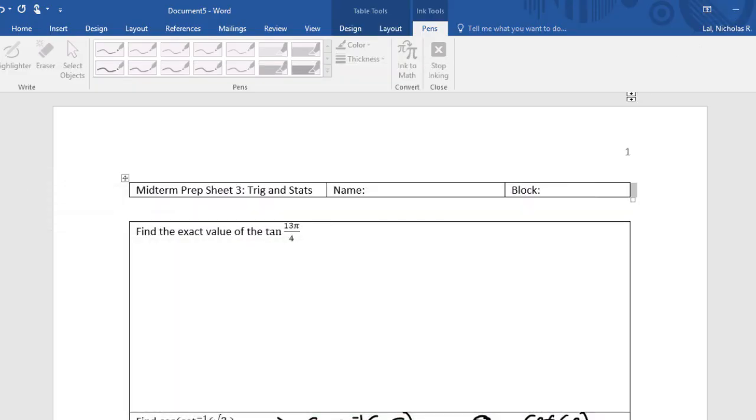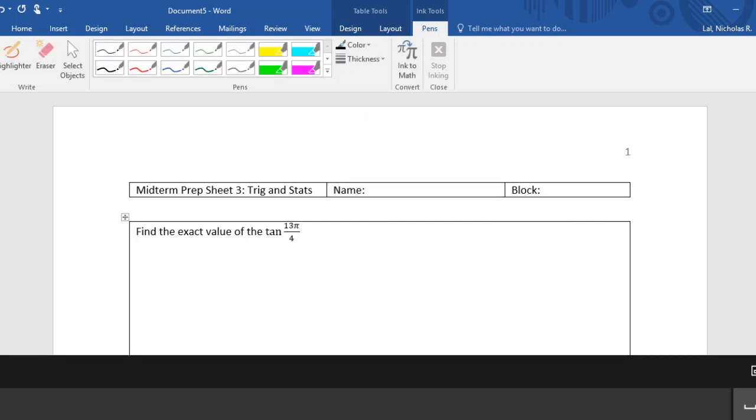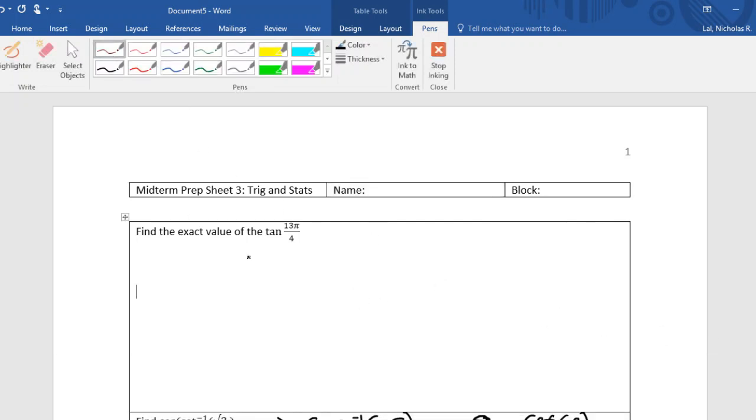Hello, pre-calc students. Right now I'm going over finding the exact value of tangent of 13 pi over 4.